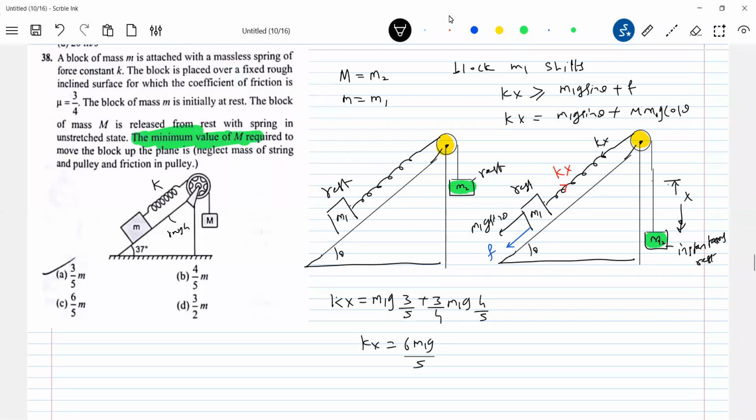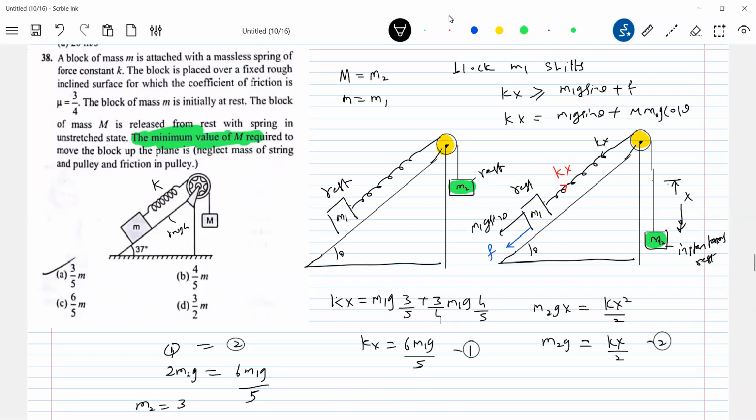Now come for this. Decrease in potential energy, M2gx should be equal to Kx square by 2. M2g equal to Kx by 2. So what is Kx equal to? 2M2g, I'll write it. So equating 1 and 2, what is the value of M2? M2 will be 3 by 5 m. This will be your answer.